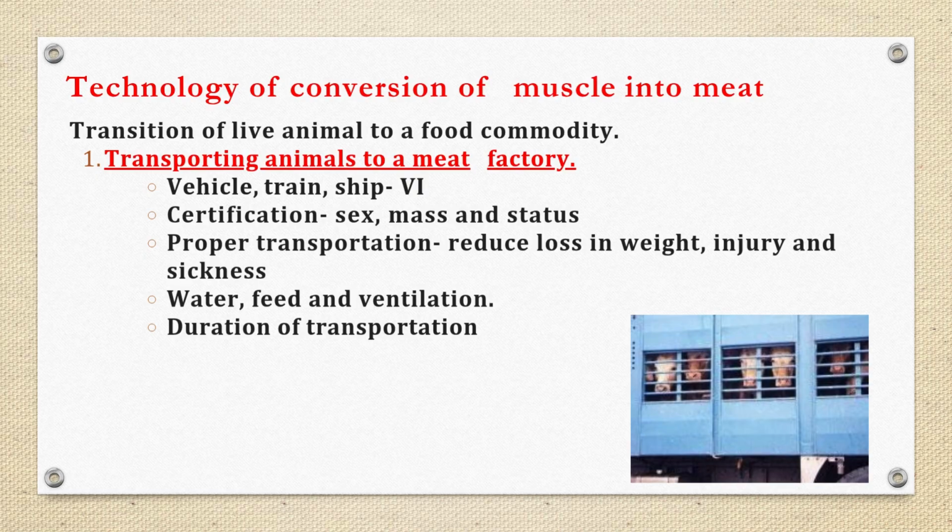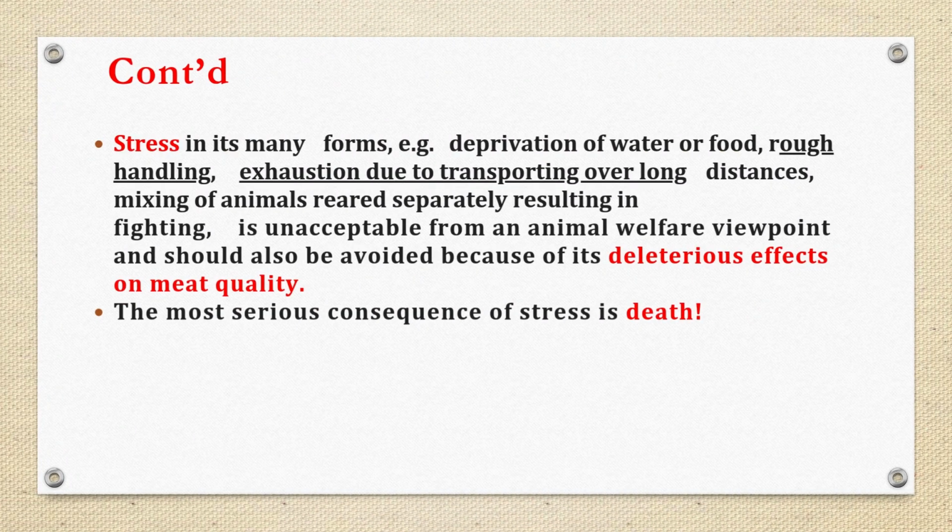We have to think about providing water, feed, and ventilation during this time, and the duration of transportation is a key factor. This leads us to a very important point: stress. Stress, in its many forms, is a serious concern. For example, deprivation of water or food, rough handling, exhaustion due to transporting over long distances, or mixing animals reared separately, which can result in fighting. This is unacceptable from an animal welfare viewpoint, and should also be avoided because of its deleterious effects on meat quality. And the most serious consequence of stress is, tragically, death.